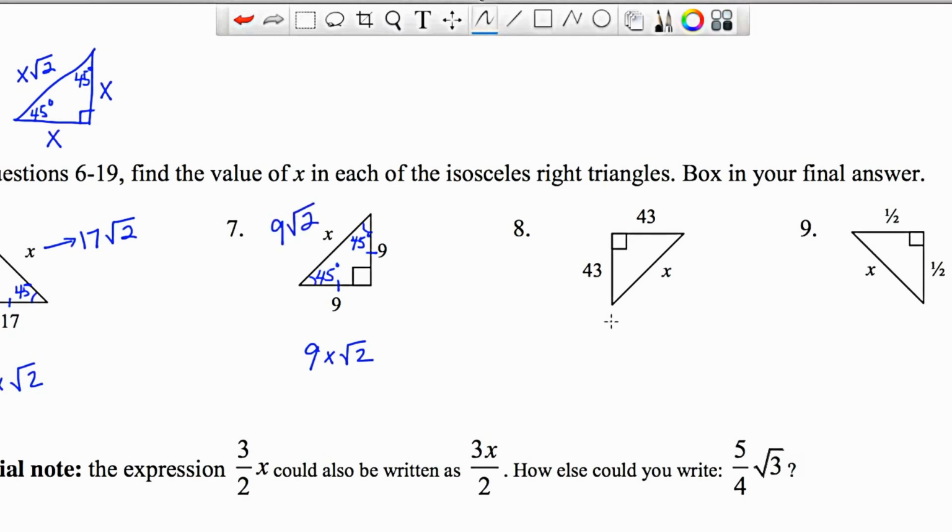In number 8, we realize that we have a 45-45-90 again. These two legs are congruent, and if we're given the leg and we want to find the hypotenuse, we have to multiply by root 2. So 43 times root 2 gives us a hypotenuse of 43 root 2.